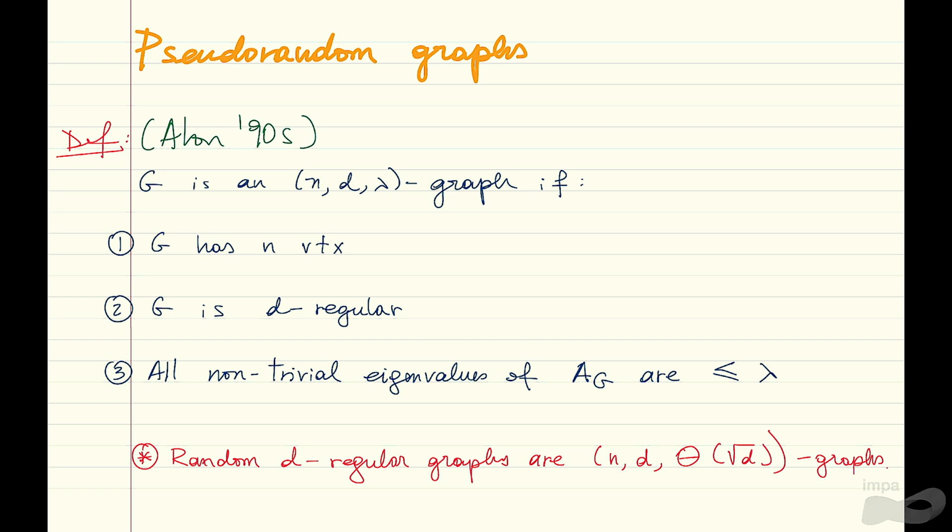Random d-regular graphs are (n,d,lambda) graphs for lambda of the form root d. So this is what we call an optimal (n,d,lambda) graph. This is the best thing you can hope for in an (n,d,lambda) graph. Okay, so why does this definition make sense? Why is this a good definition for a pseudo-random graph?